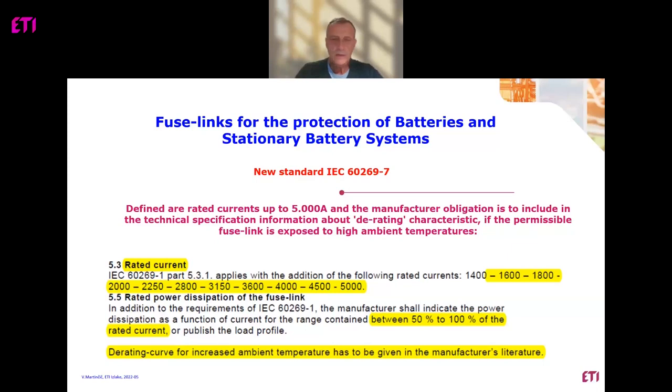Power dissipation of the fuse links, there is written that manufacturer shall indicate the power dissipation at 50% of the rated current and 100% of the rated current, because usually battery fuse links are not loaded all the time with 100% of the rated current. And as I mentioned before, derating curve for increased ambient temperature has to be given in the manufacturer catalogs.